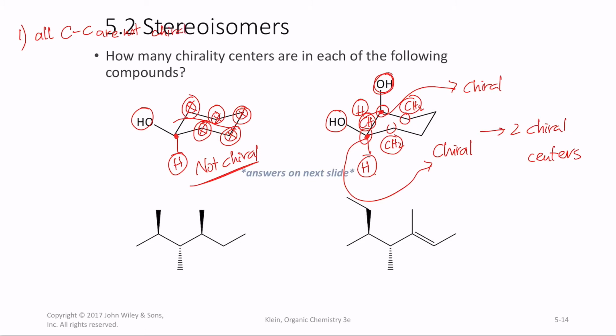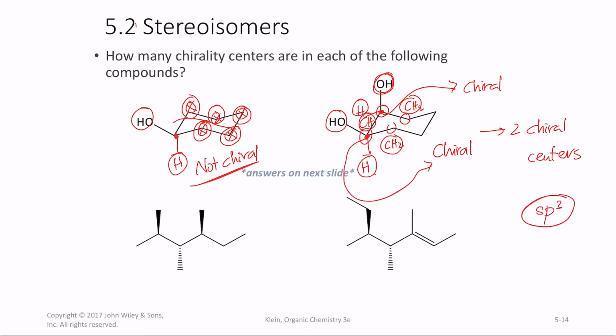So if they have a single bond, it's not chiral. Which means that whenever you have two hydrogens, then it's not chiral. And the second one, any double bond is not chiral. Any triple bond is not chiral. So any carbon that has a double or triple bond is not chiral. So the only ones that are chiral are the ones that have sp3 hybridization.